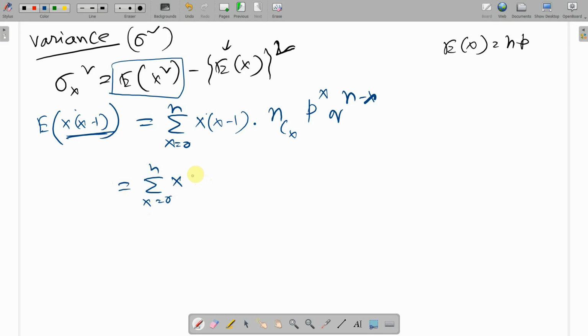x into x minus 1. I'll be writing this, simplifying this: n factorial over x factorial, n minus x factorial, p to the power x. I won't jump any step. Now at this point I have one objective, like the mean calculation, that I have to nullify this term. I have to cross it out.